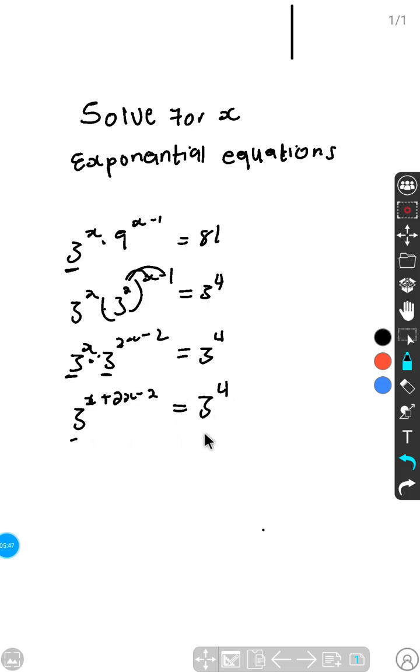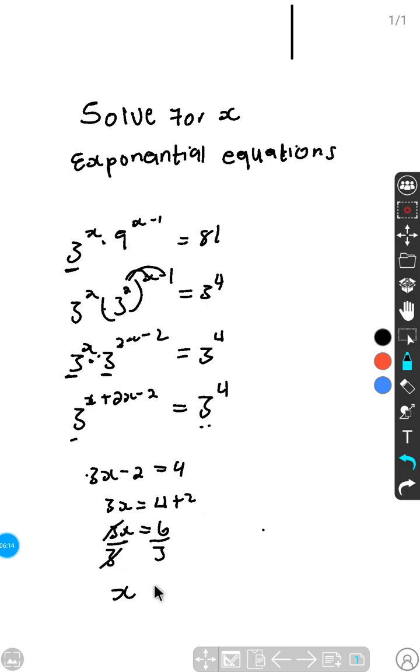Then we made the bases the same, then what can we do? We can equate the exponents. X plus 2x is going to give us what? It's going to give us 3x minus 2 is equal to 4, okay? Then we're going to take the 2 to that side, it changes the sign. 4 plus 2, which is going to give us 6. And then we divide both sides by 3 to solve for x. This one cancels this one. Then 6 divided by 3 is going to give us 2.